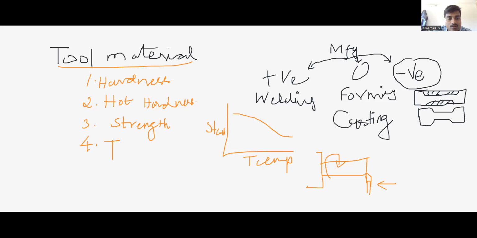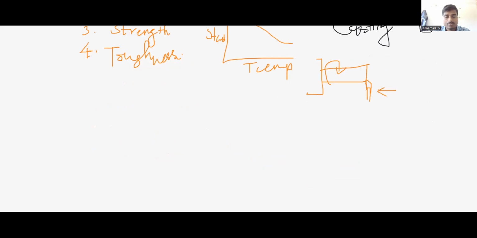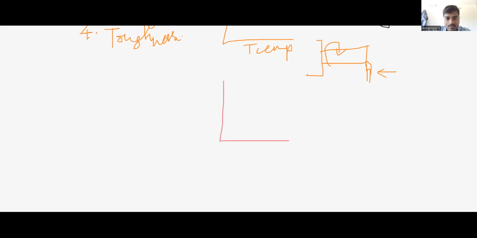So what is toughness? It is another important mechanical property. For example, I'm going to take three different types of material. One is steel, another one is cast iron, and the third material is aluminum. This is the stress strain diagram for steel, this is the stress strain diagram for cast iron, and this is the stress strain diagram for aluminum.